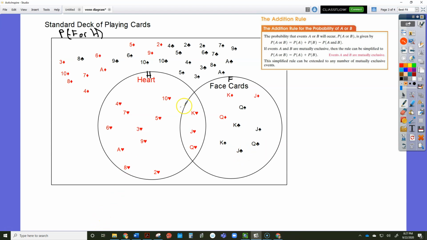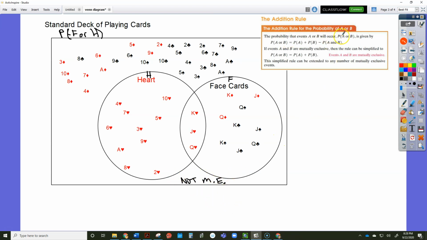But this time, because we have this group of King of Hearts, Jack of Hearts, and Queen of Hearts, those three cards fit in this event, and they also fit in this event. Those three cards belong to both events. So this means that these two are not mutually exclusive.